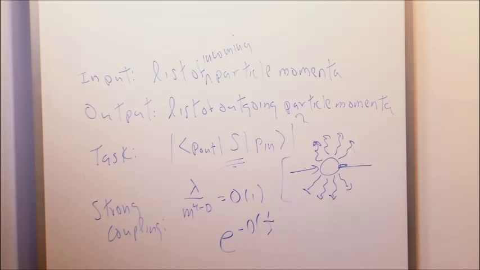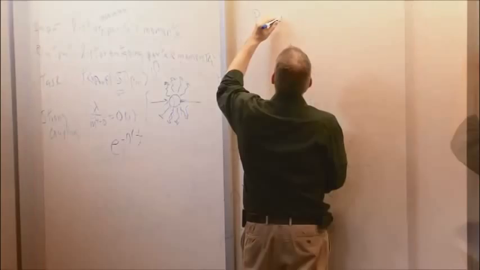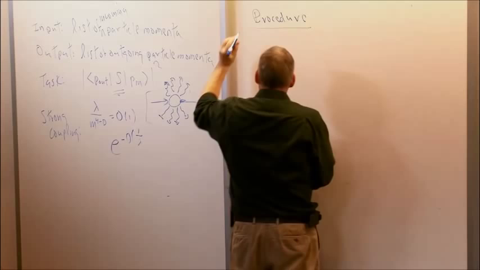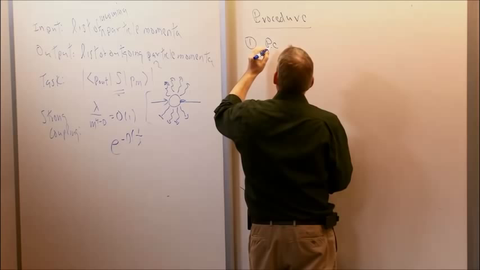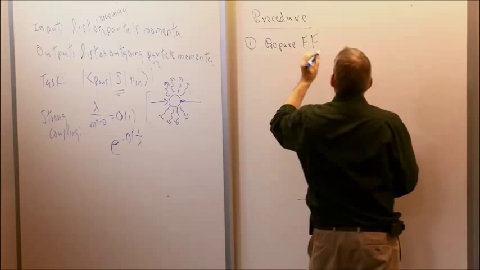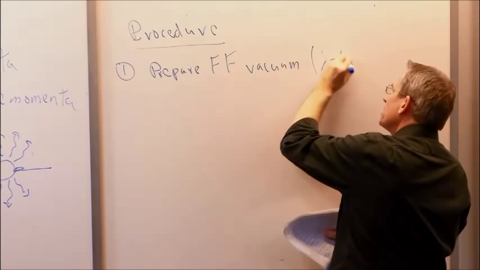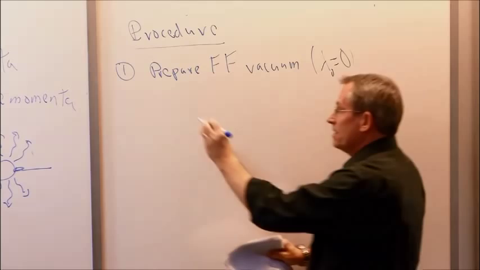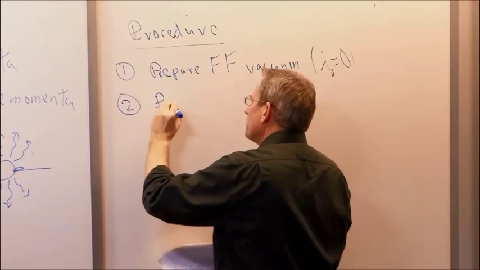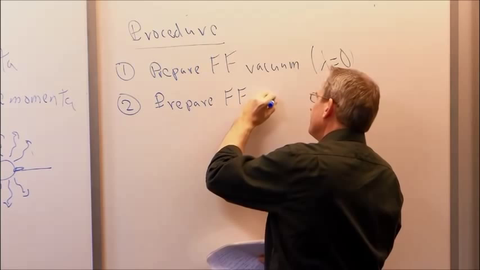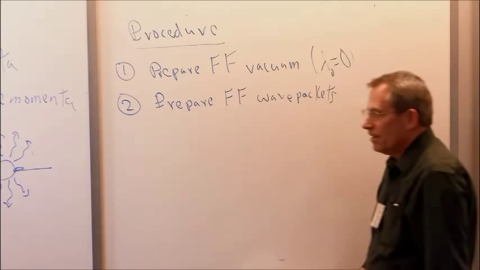So the procedure that we analyzed, or at least one of the procedures that we analyzed, goes like this. We start out by preparing the vacuum of the free field theory, FF for free field. The ground state of the theory when lambda is zero. But we're interested in the interacting theory, so we have to turn on the coupling. But first we prepare wave packets of the free theory. So now we have some wave packets with pretty well-defined momentum.